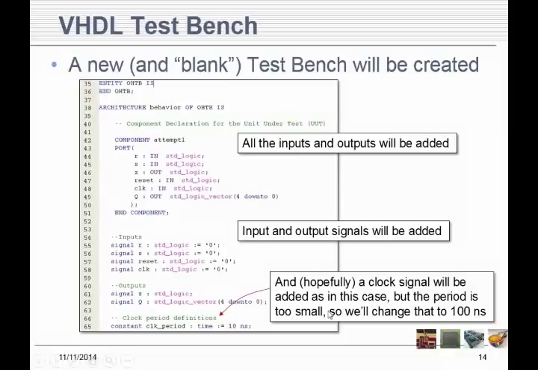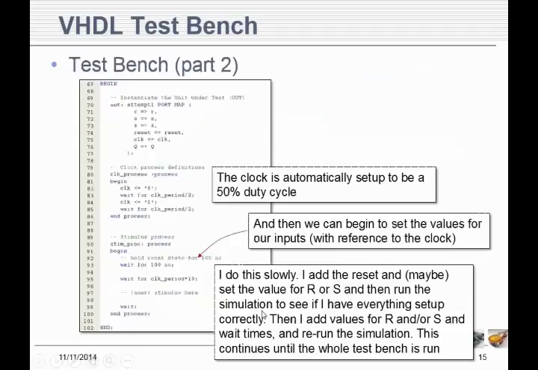The one thing that I'm hoping it does is create a clock for me, and this time it did. But I think this 10 nanoseconds is too small, so that's one of the things I'm going to do. I'm going to change that to 100 nanoseconds. Here's the rest of it, and it does some more stuff with RNS. I don't know why it has to do this, but it does, and so it does it for you. Here's the rest of the clock.